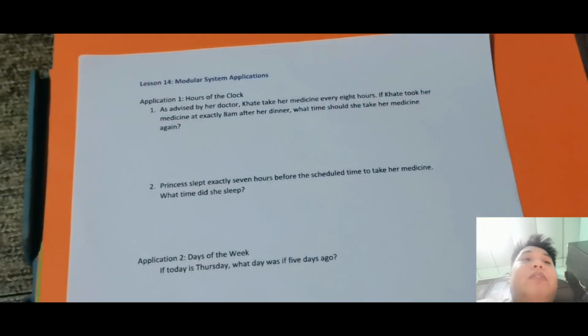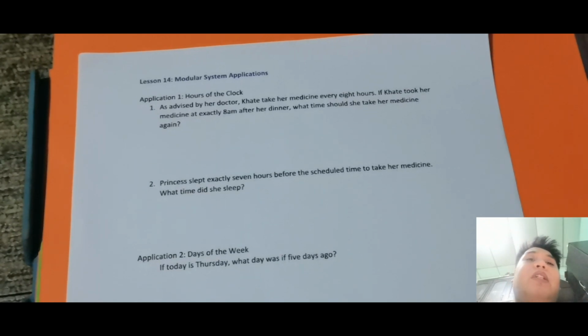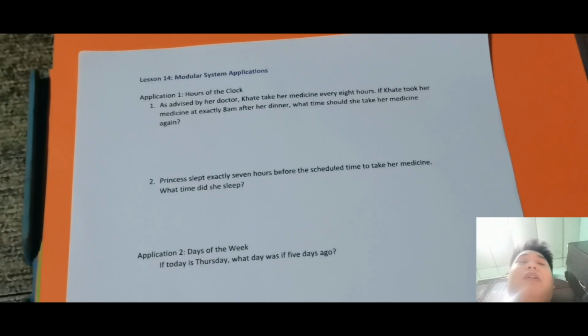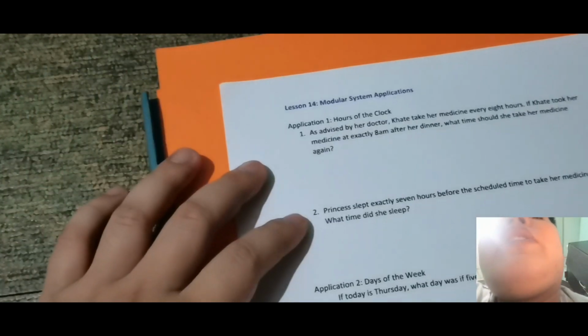So ang sabi lang daw, si Kate ay mag-take ng medicine every 8 hours. Ngayon, si Kate daw ay nag-take ng medicine niya noong alas 8. So, anong oras dapat siya mag-take ng medicine? Napakasimple lang naman. Every 8 hours, add ka lang na 8 hours. So mini-expect natin na mga 4 p.m. Okay, so let lang natin consider yung time.